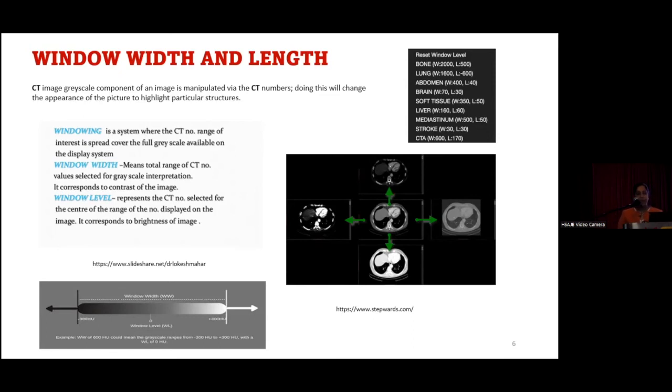And similarly, if you want a lung window, you can go for windowing of window width 1500, but the window length will be minus. So we are able to see the air in the lungs. We can look at lung window.